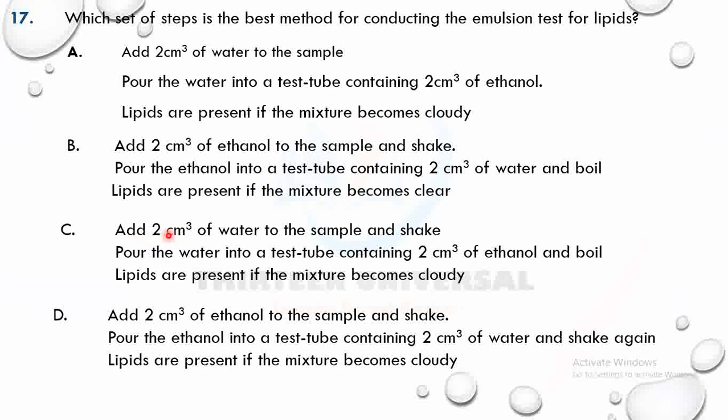C says add 2 cm cube of water to the sample and shake. No, this is wrong. You don't add water to the sample, because it contains lipids. Lipids are not soluble. So we are left with option D. Add 2 cm cube of ethanol to the sample and shake. That's correct. Pour the ethanol into a test tube containing 2 cm cube of water and shake again. Lipids are present if the mixture becomes cloudy. Absolutely correct.